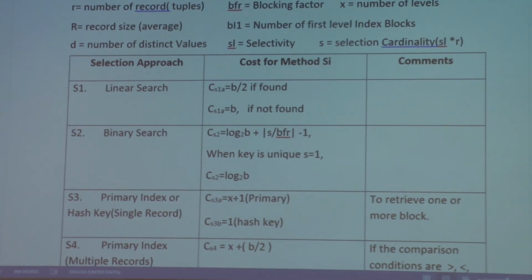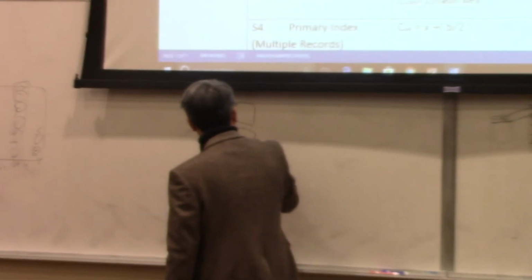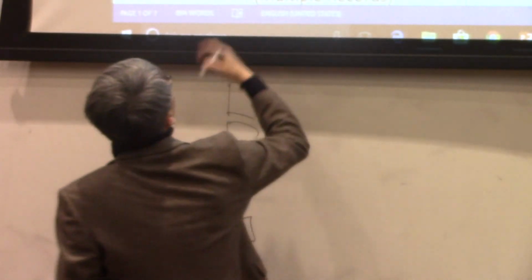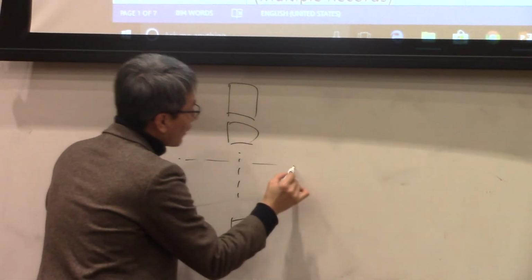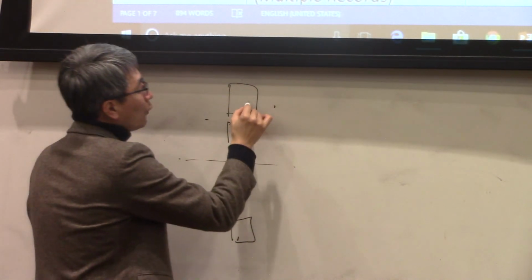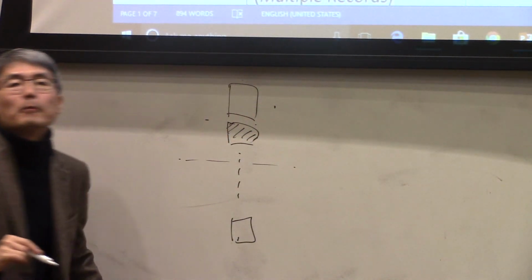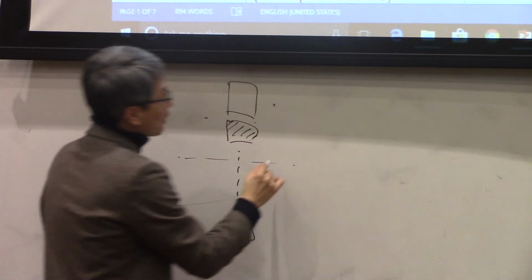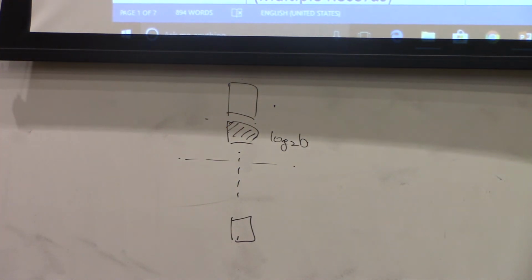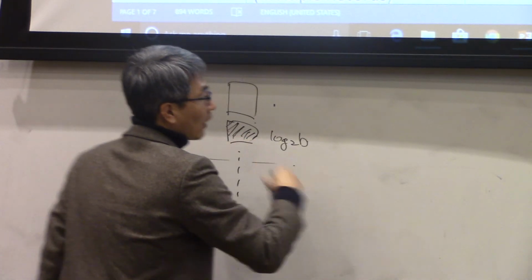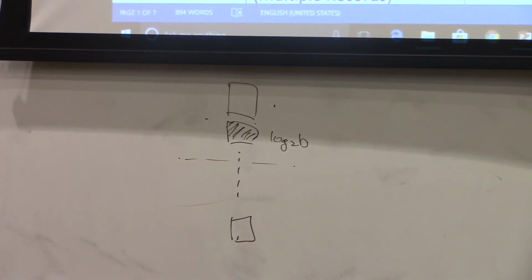However, what if this is the data file block? Then we are going to use binary search. Binary search means cut in half and check, cut in half, cut in half. So to find the block that includes the data, how long does it take? Log B based on 2. This is the number of I/Os you need to search. If that is equality, then that's it. So that is the reason for log B based on 2.